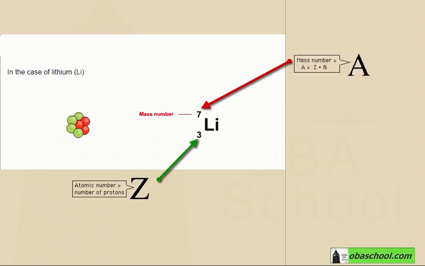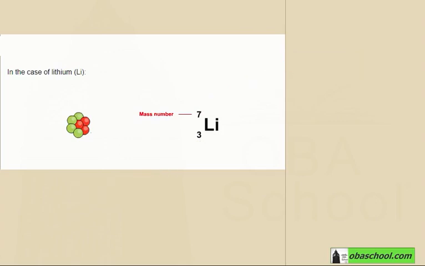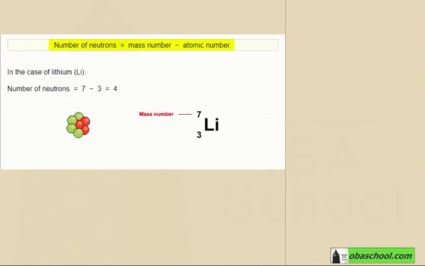The mass number equals the number of protons and neutrons, so it's Z plus N. Since we have the mass number and the atomic number, we can find the number of neutrons inside the nucleus of a lithium atom. So the number of neutrons equals mass number minus atomic number, which is 7 minus 3, and it will give us 4. The nucleus contains 3 protons and 4 neutrons.